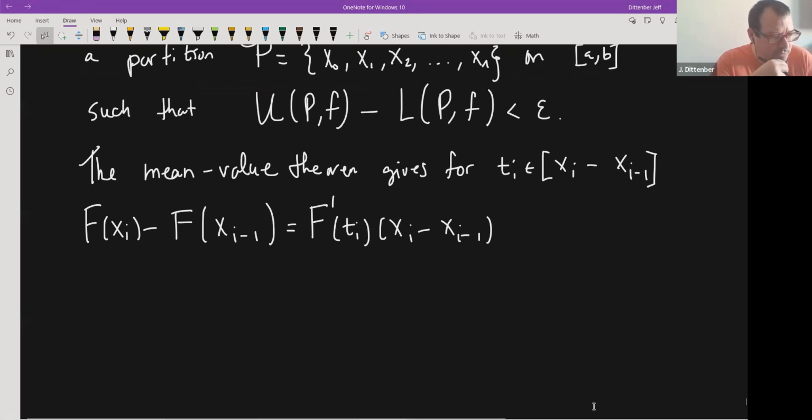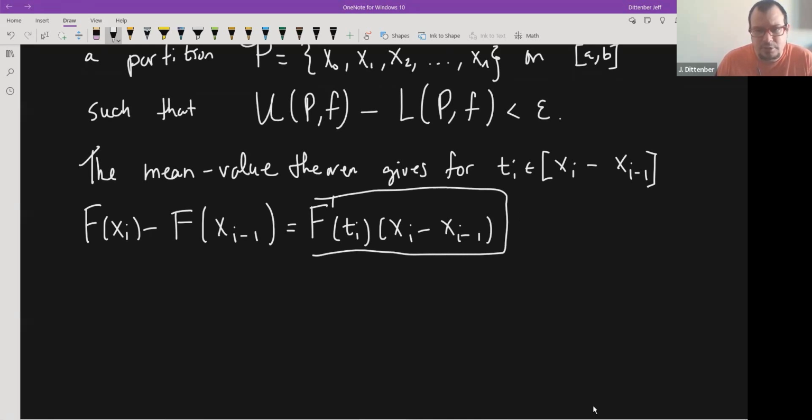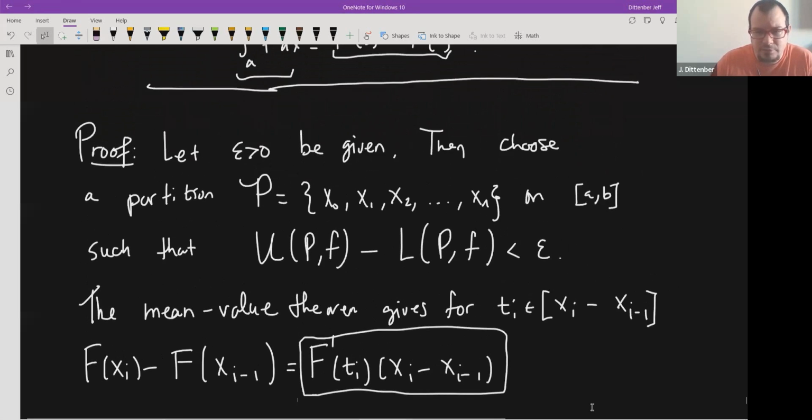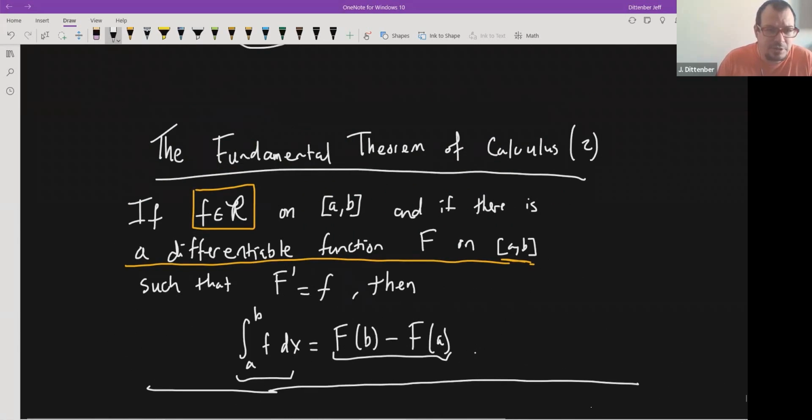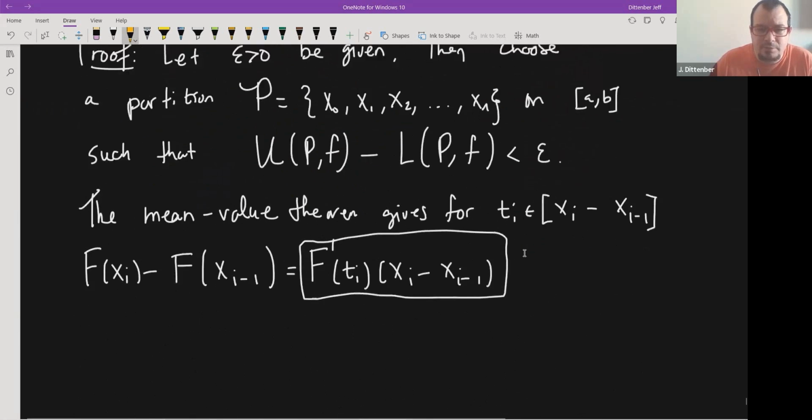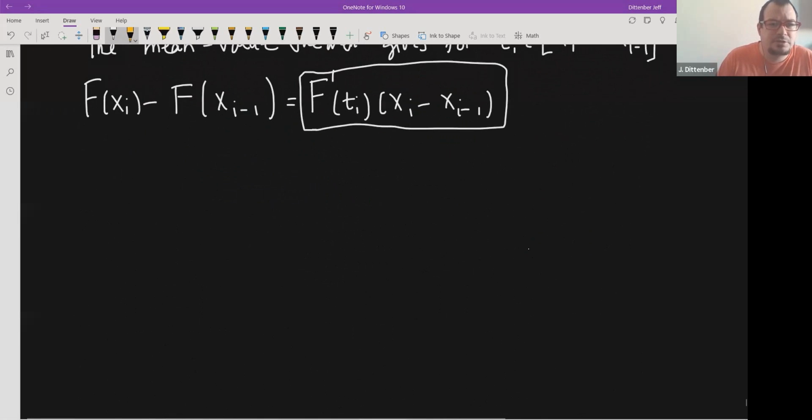So let's continue with the proof here. This is a pretty important statement, and we're going to use this now, and the fact that our condition says that capital F prime is equal to little f. Okay, and what I'm going to say is this now. Well, this guy right here is equal to little f of t sub i. And what is x sub i minus x sub i minus 1? That is simply delta x sub i. So we've got that these two things are equal. Actually, these three things are equal, but in particular, this one and this one.